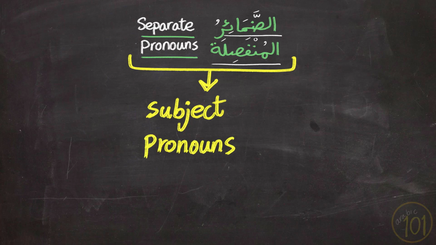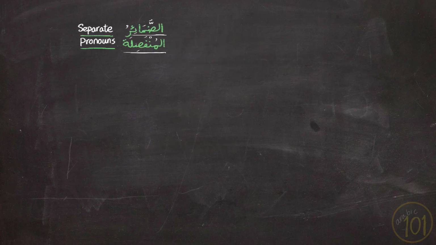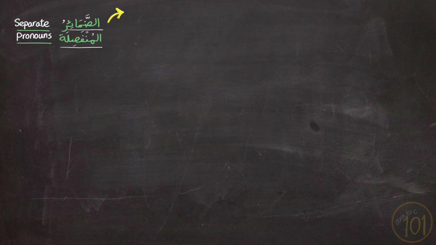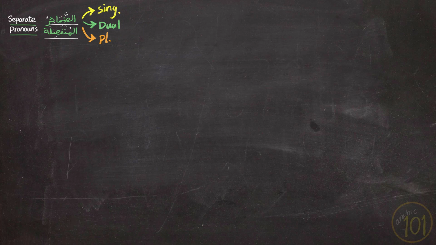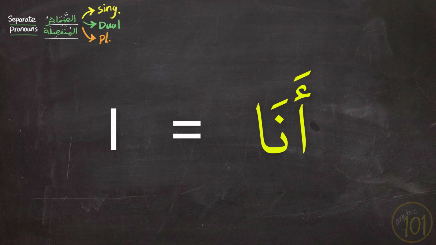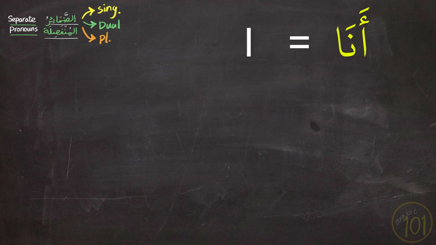And these are the separate pronouns that have been mentioned in the Noble Quran. You will see that the singular pronouns will be shown in yellow, dual pronouns in green, and plural pronouns will be in orange. So let's start with the first set of singular separate pronouns. The first one is أنا, which means I, and we see it used in this example.